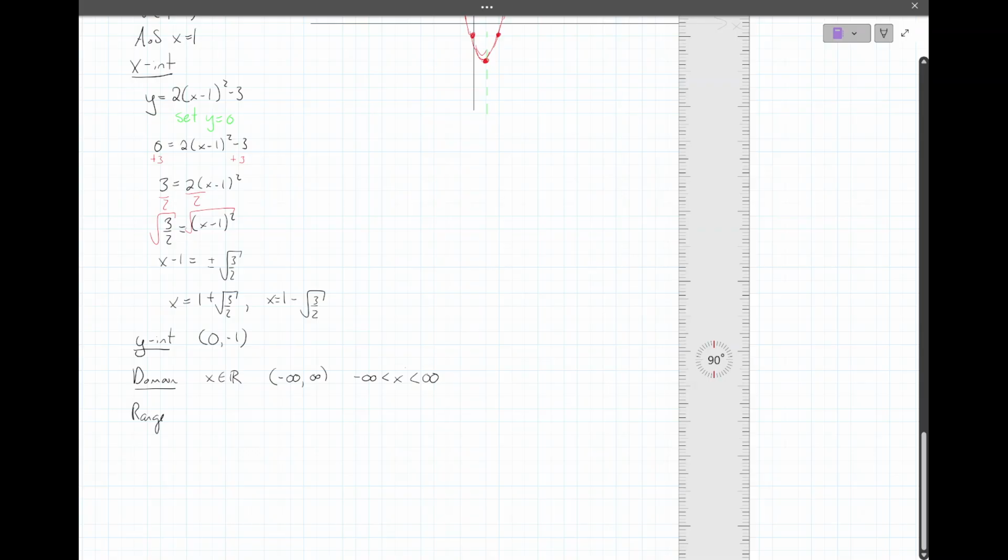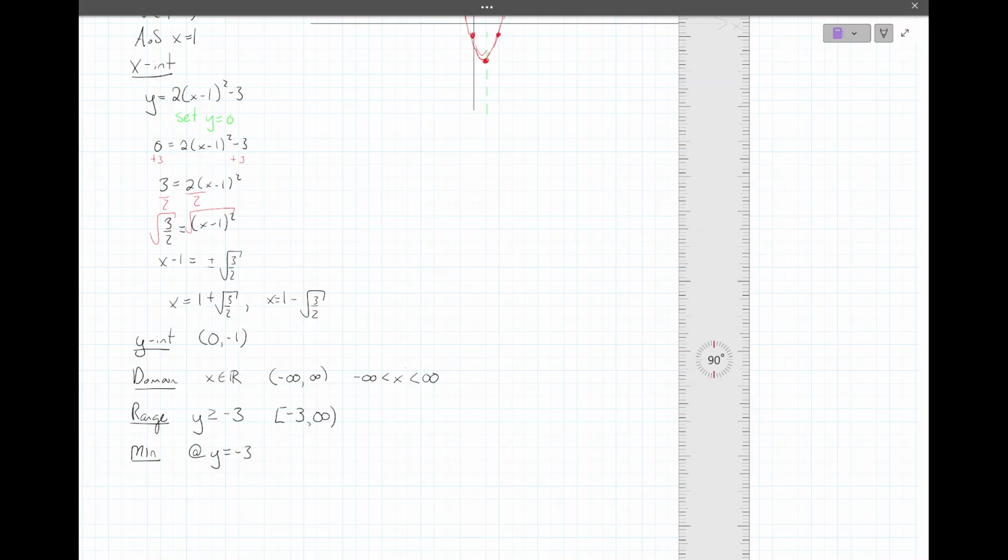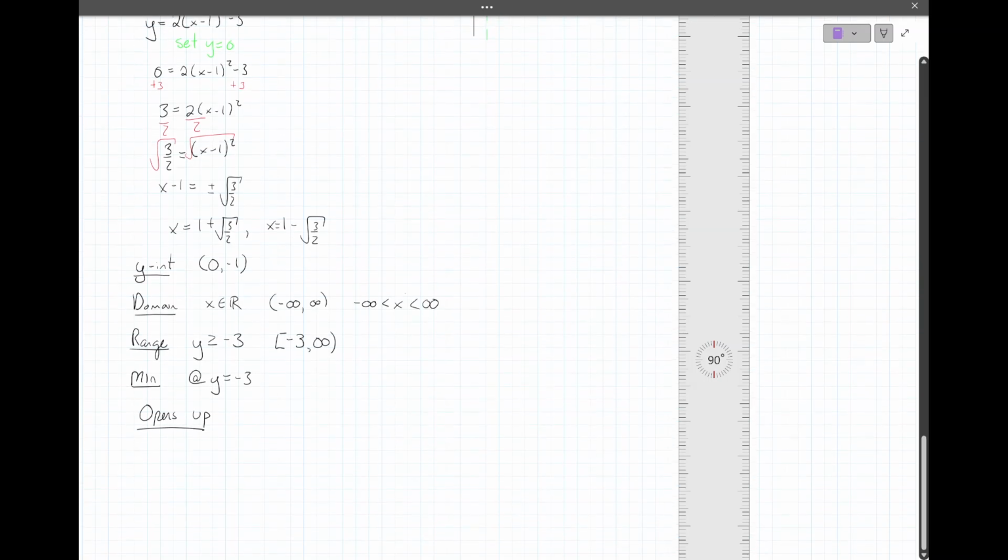Range, so this was opening upwards. It had a minimum, so this means y has to be bigger than its minimum. Its minimum was the y component of the vertex, so -3. Y always has to be bigger than or equal to -3, or with interval notation, -3 to infinity, like that. Then finally, it had a minimum, and that was at y equals -3. And it opens upward, right? Opens up. And those last three, the range, the minimum, they're all related.